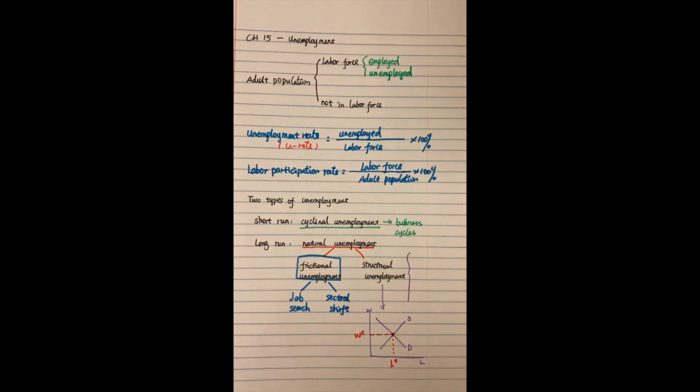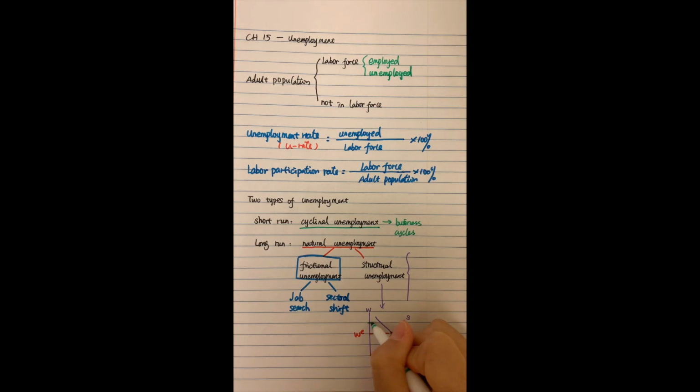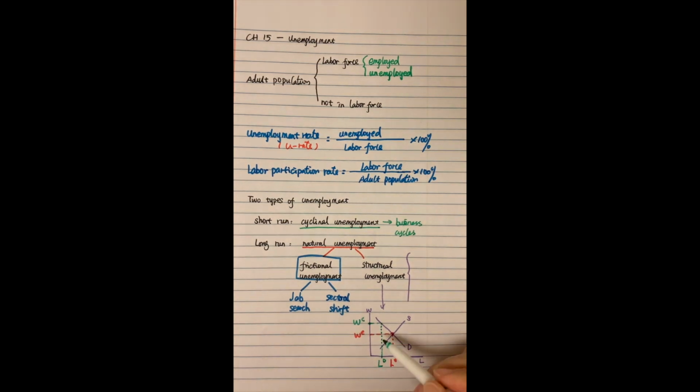However, if now the market wage is above this equilibrium wage, okay? So probably this will be the current wage. I put C here to represent the current wage. And then you can notice at the current wage, it will result in lower demand, because now the wage increases, the cost of hiring workers increases.